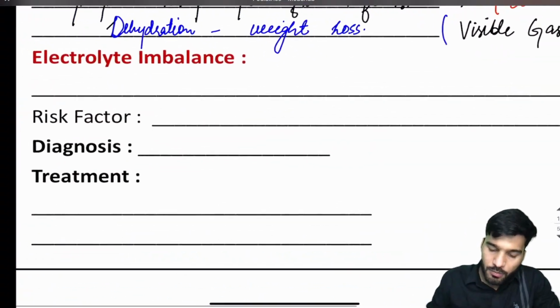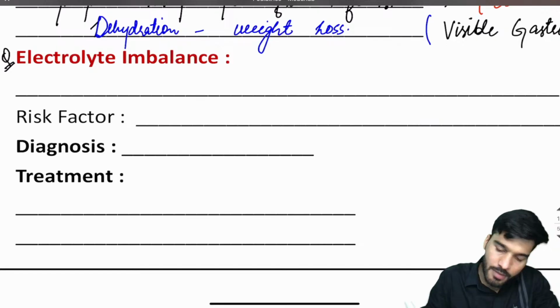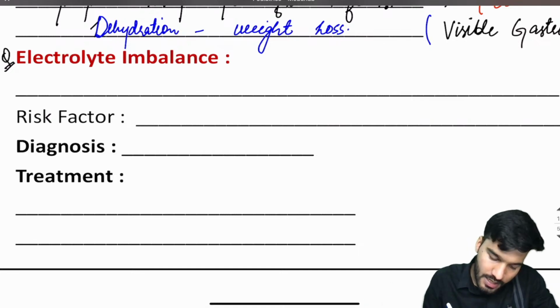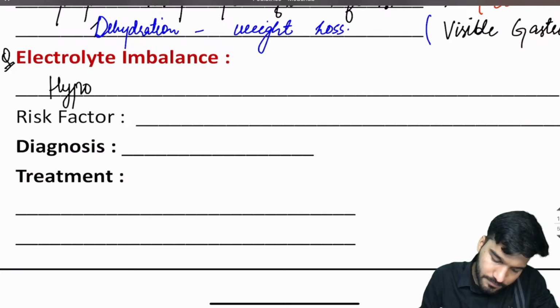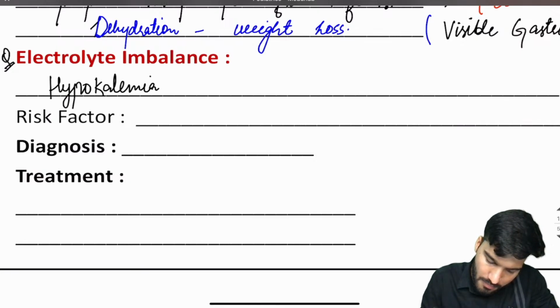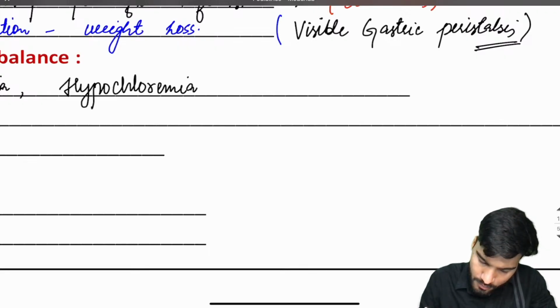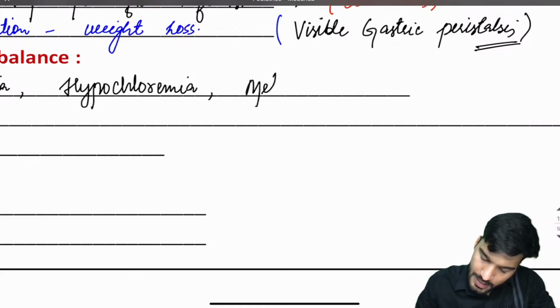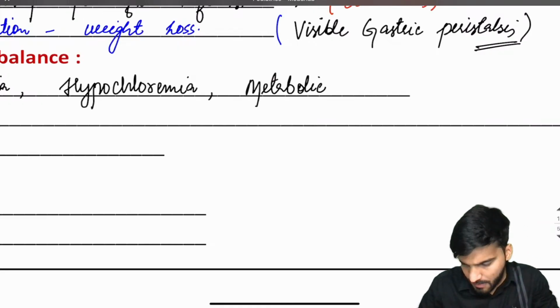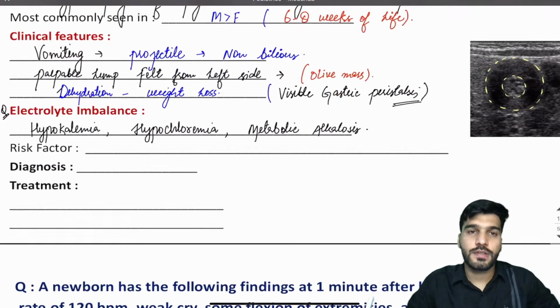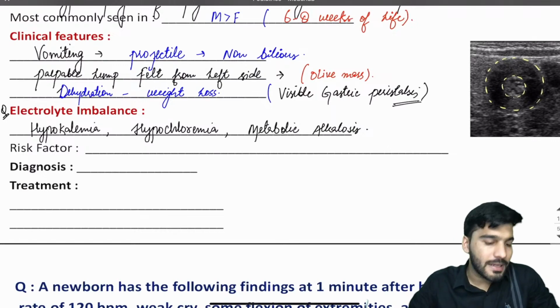Followed by that, a more repeated question is about electrolyte imbalances. What is the electrolyte imbalance seen in a patient having CHPS? It's hypokalemia, hypochloremia, metabolic alkalosis. Hypokalemic, hypochloremic metabolic alkalosis.